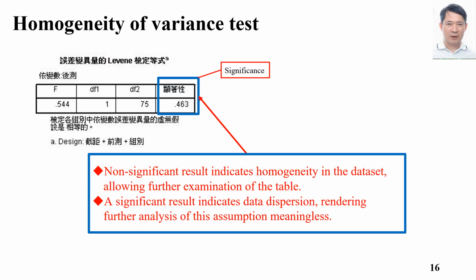We checked for homogeneity of variance earlier. Now, let's examine if the variance meets homogeneity criteria. If the value is greater than 0.05, indicating no significant difference, it means the data satisfies the homogeneity test, and we can proceed. If the variance does not meet the criteria, ANCOVA cannot proceed.